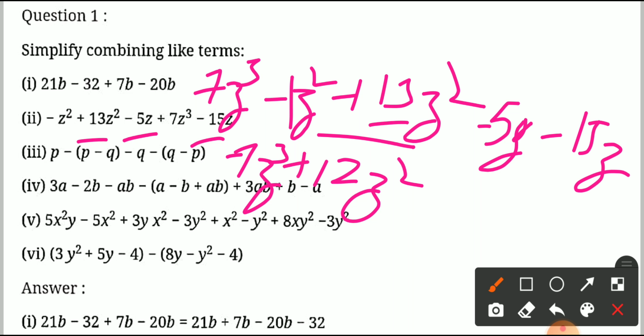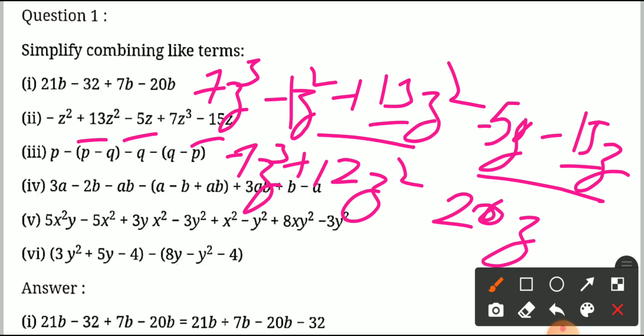Then z. We have two terms which contain z and both are negative. So minus minus will always be plus. So we'll write here 20z. Okay, and 15z is the greater number which contains the minus sign. So write minus here. This is the answer: 7z cube plus 12z square minus 20z.